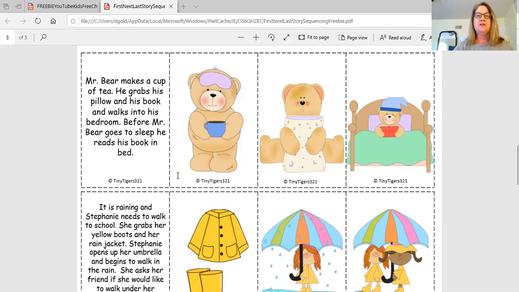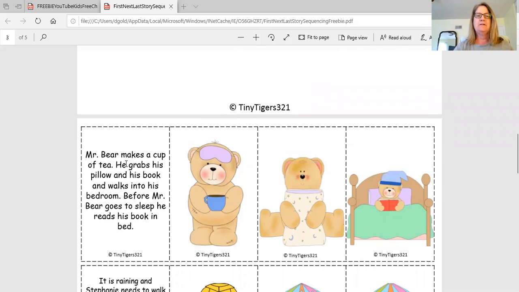So for this first line, down here, I'm going to read the little story, and these pictures show the order of the events in the story. Mr. Bear makes a cup of tea. He grabs his pillow and his book and walks into his bedroom. Before Mr. Bear goes to sleep, he reads his book in bed.